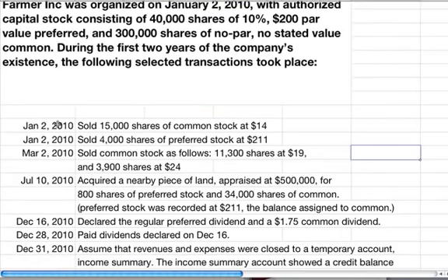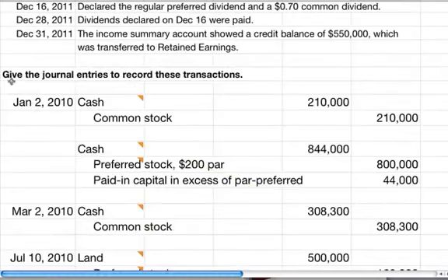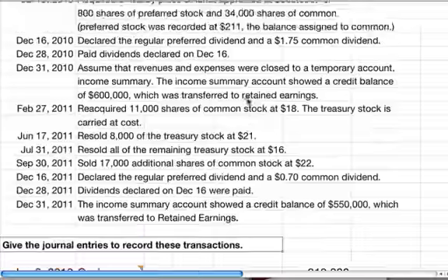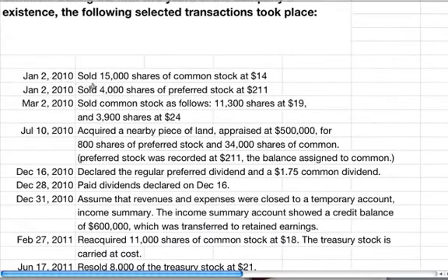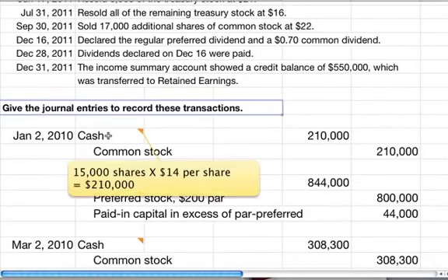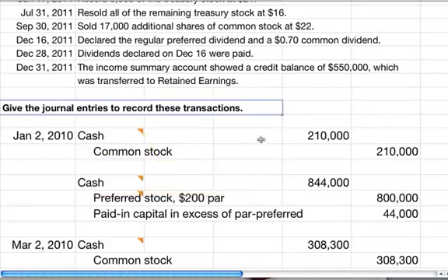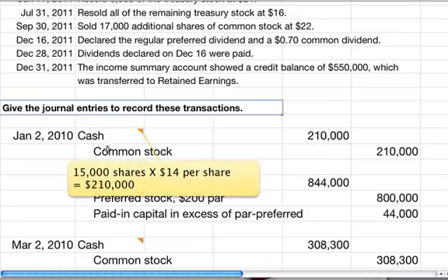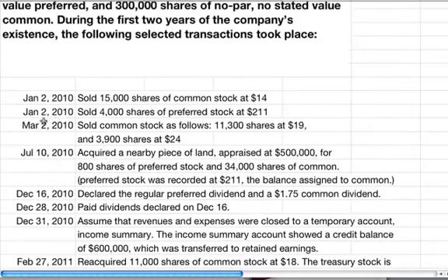Now, I won't read all these, I'll just go down one by one. And what we're going to do is give the journal entries to record the transactions. So on January 2nd, we sold 15,000 shares of common stock at $14. This is pretty straightforward. It's 15,000 shares times $14 per share. It's 210,000. Debit cash, credit common stock.